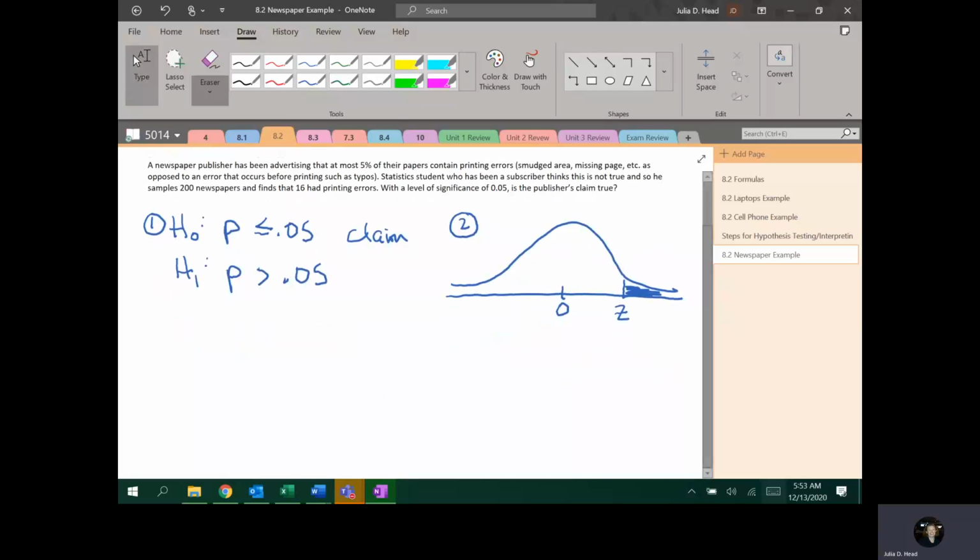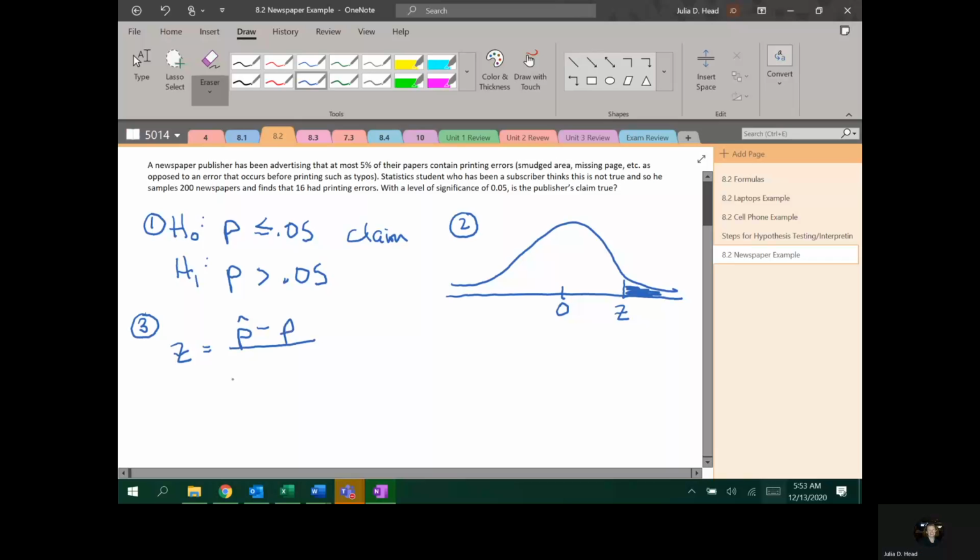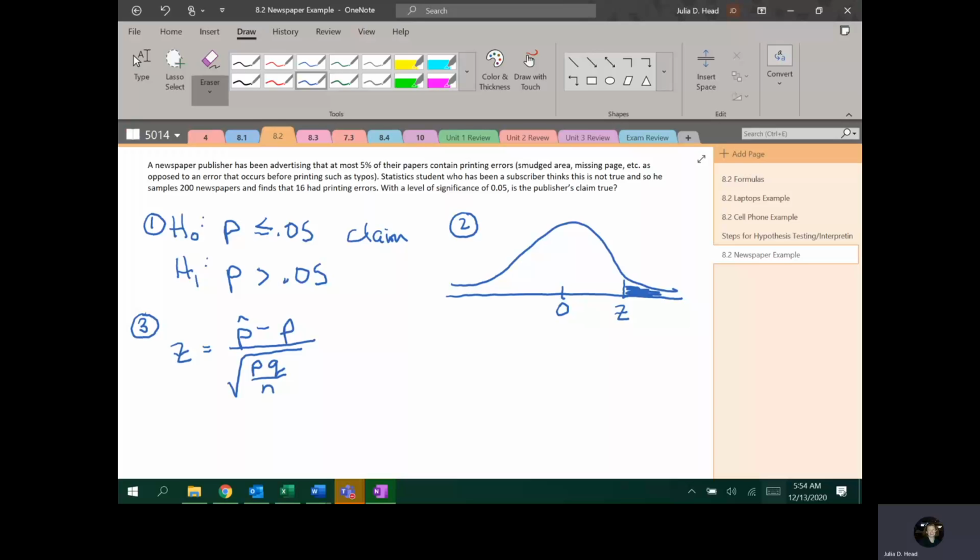Step 3 is the test statistic. And you have different formulas for proportions. Your test statistic is called z because it's a standard normal test. And you have this very ugly formula. If you prefer, instead of q, a lot of times I'll write 1 minus p. Those are exactly the same things.